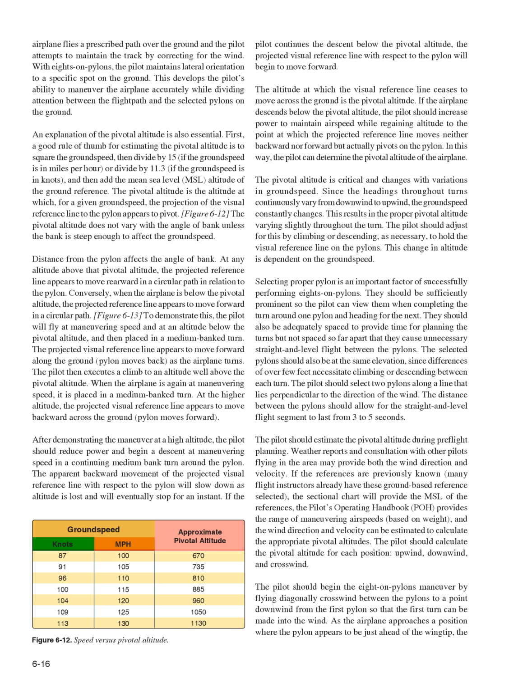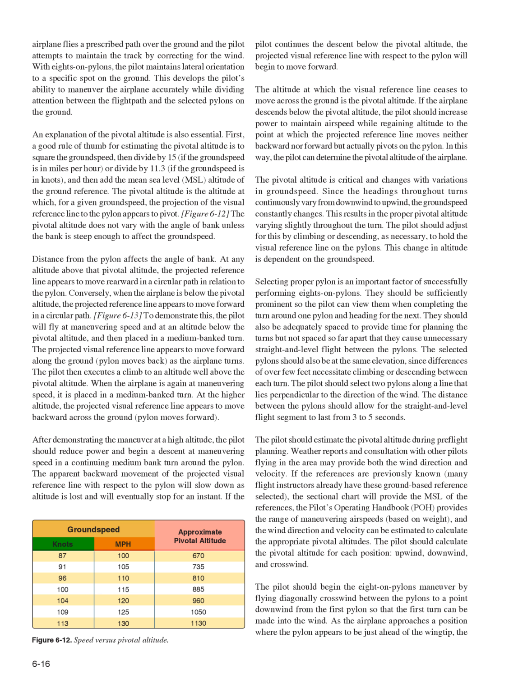Figure 6-13. To demonstrate this, the pilot will fly at maneuvering speed and at an altitude below the pivotal altitude, and then place the airplane in a medium bank turn. The projected visual reference line appears to move forward along the ground, pylon moves back, as the airplane turns. The pilot then executes a climb to an altitude well above the pivotal altitude. When the airplane is again at maneuvering speed, it is placed in a medium bank turn. At the higher altitude, the projected visual reference line appears to move backward across the ground, pylon moves forward.